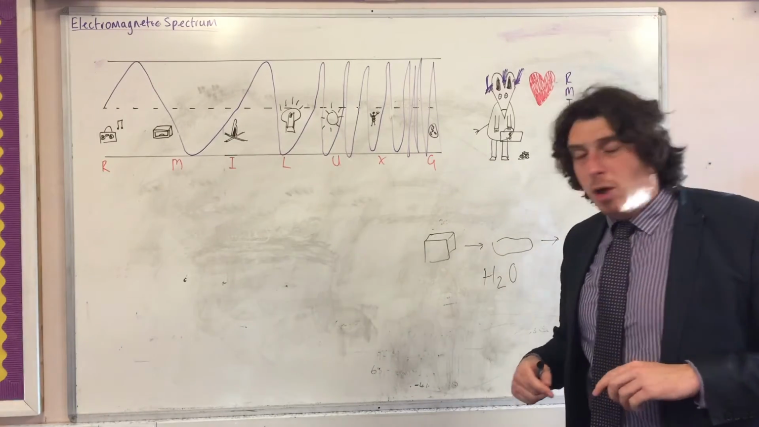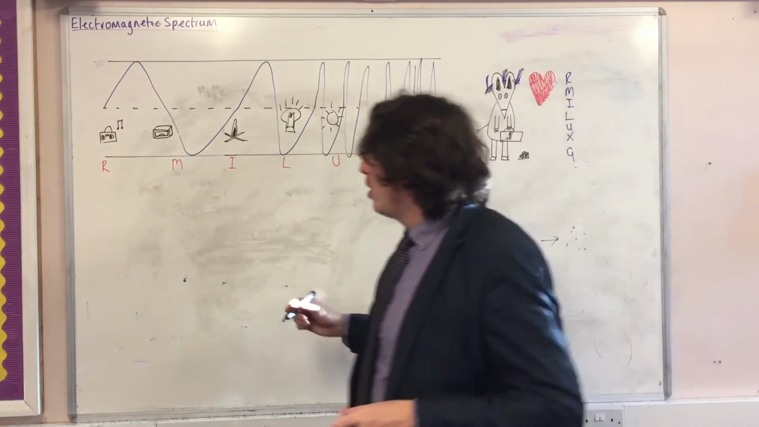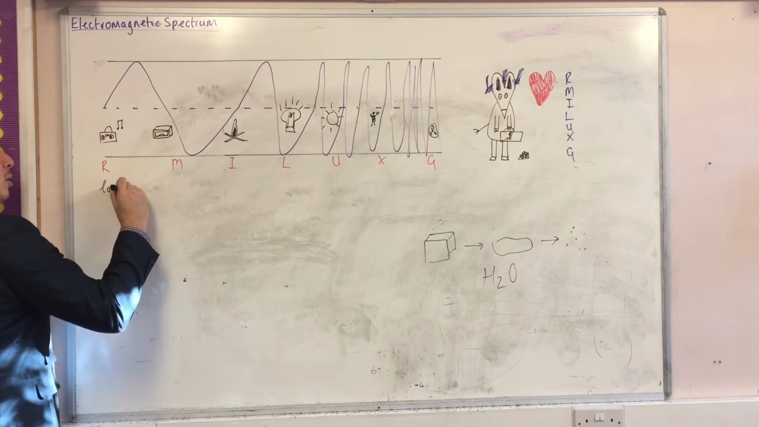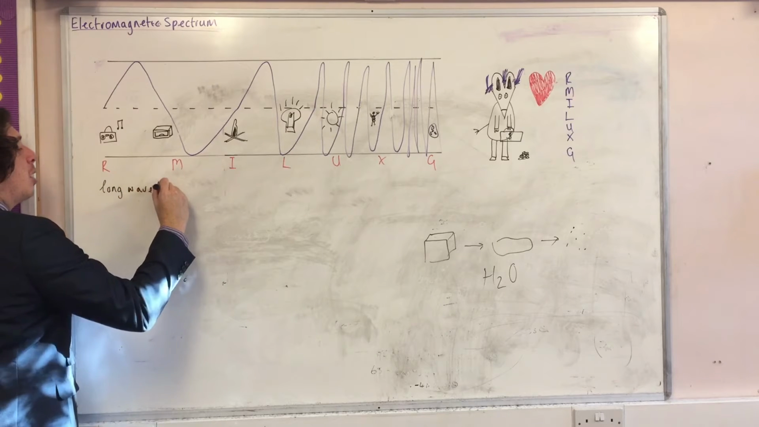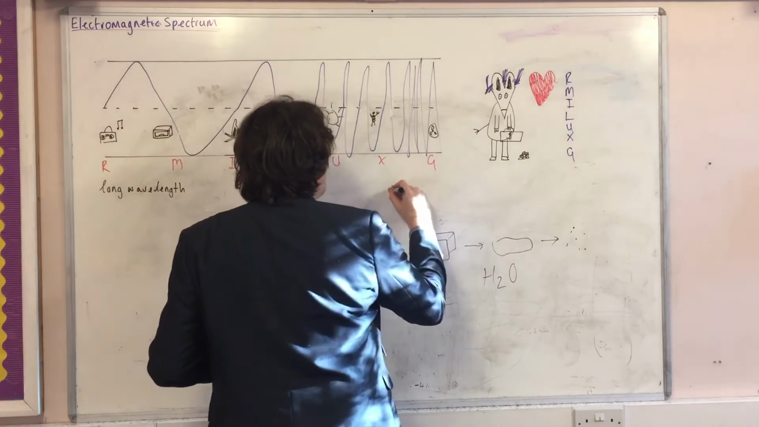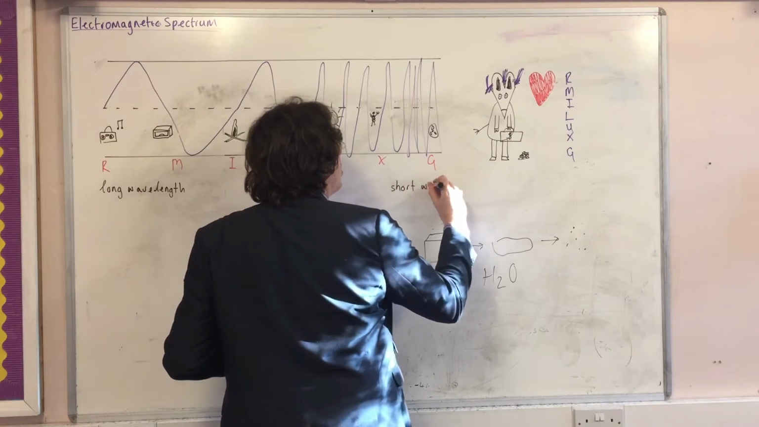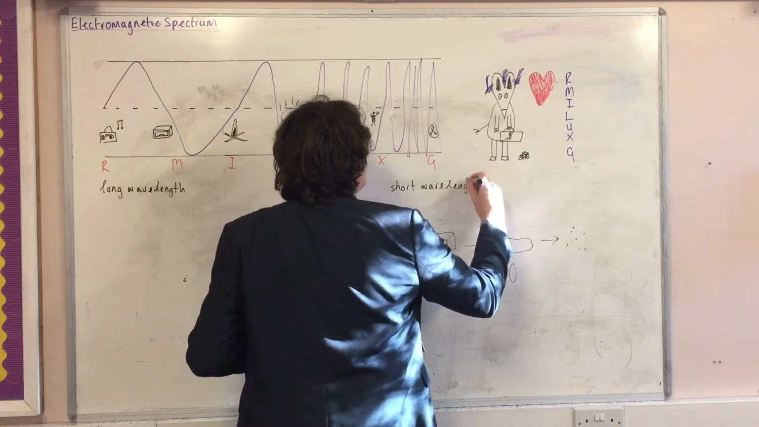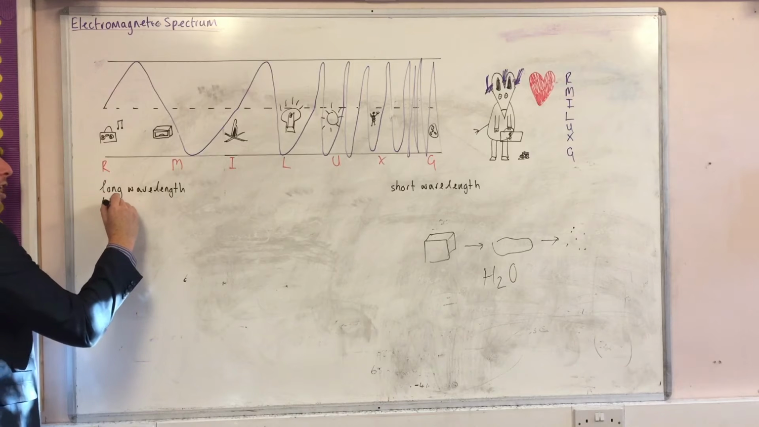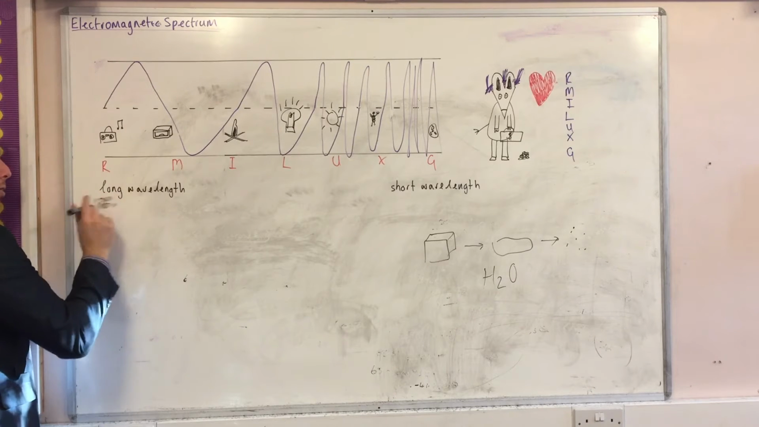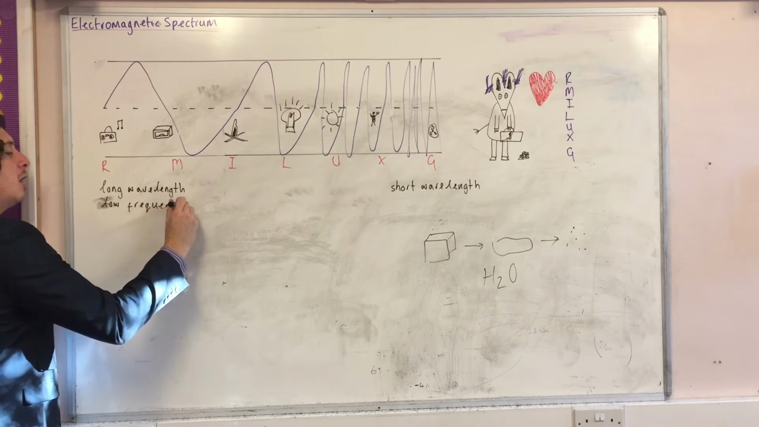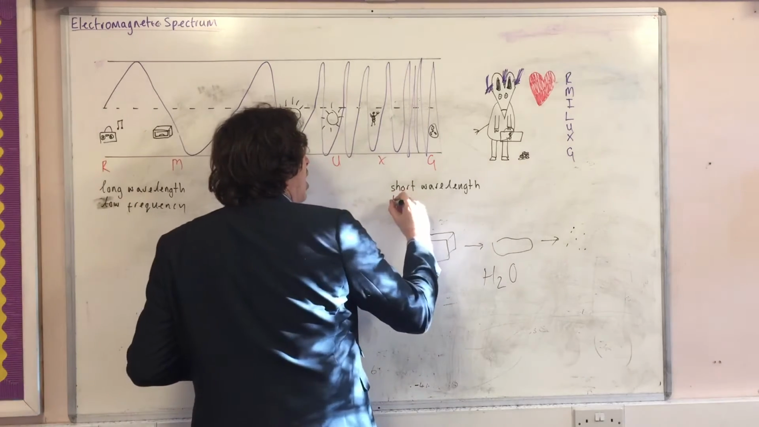Around you currently you will have long wavelength waves at one end of the spectrum. Can't see those. At the other end of the spectrum you will have your short wavelength ones. The long wavelength waves have got low frequency. Let's get that right. They've got low frequency, and the short wavelengths have got high frequency.